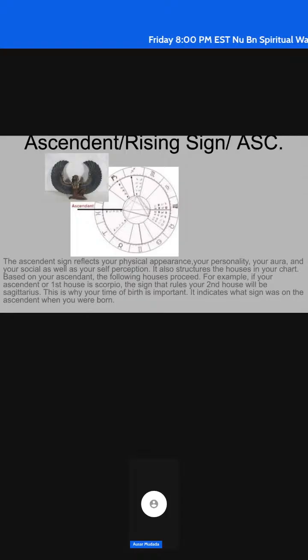Ascendant. The ascendant sign reflects your physical appearance, your personality, your aura, and your social as well as your self-perception. It also structures the houses in your chart based on your ascendant. The following houses proceed. For example, if your ascendant or first house is Scorpio, the sign that rules your second house would be Sagittarius. This is why your time of birth is important. It indicates what sign was on the ascendant when you were born.